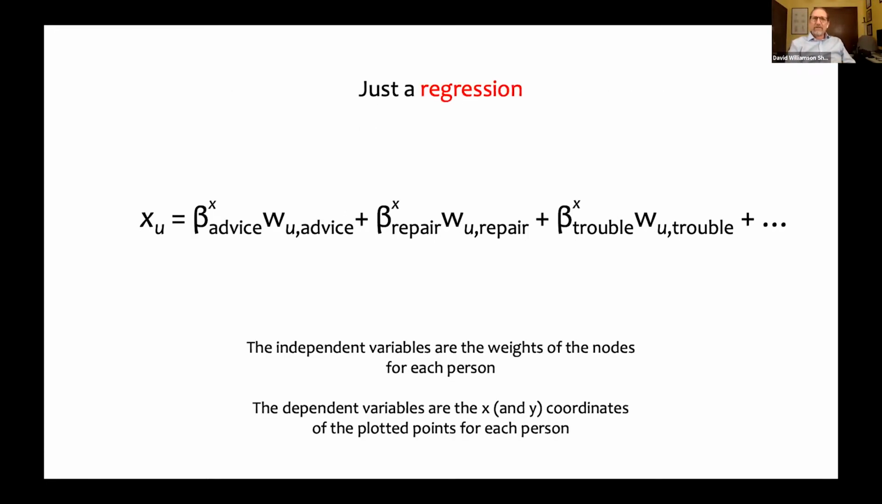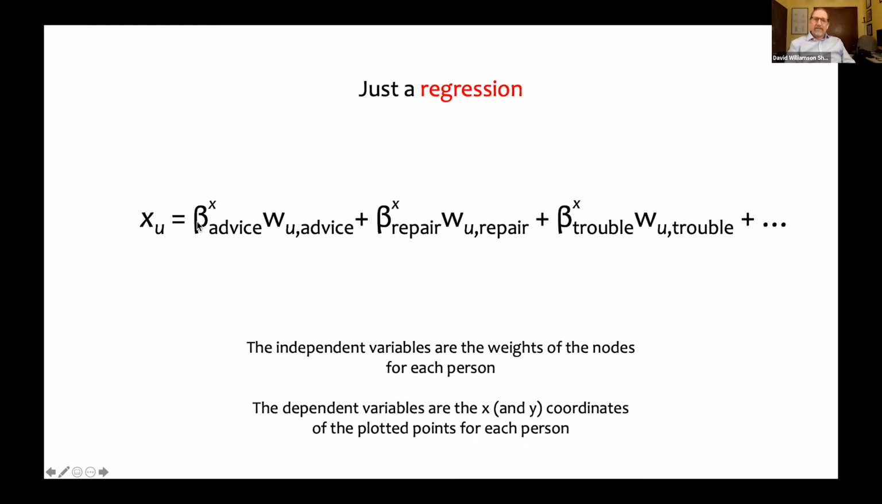Well, this, folks, is just a regression. It's a regression where the independent variables are the weights of the nodes across all the units, and the dependent variable is the actual plotted point value for the network.